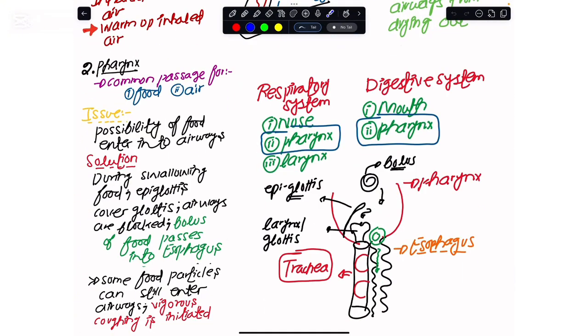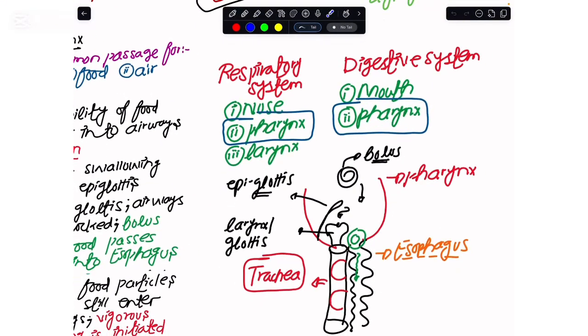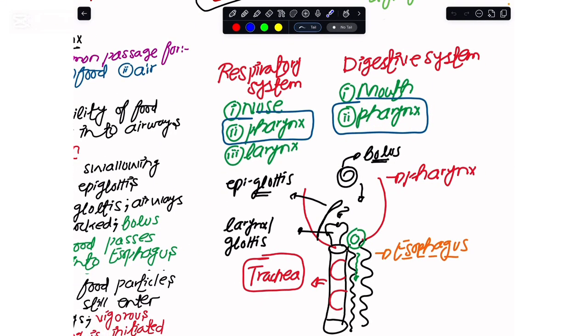So now let us begin to talk about the second part of my airways, and this is the pharynx. We must know that this pharynx is the common passage of food and air alike. If I were to name some parts of the respiratory system, we have the nose, then the pharynx, then the larynx, and the other components are also available.